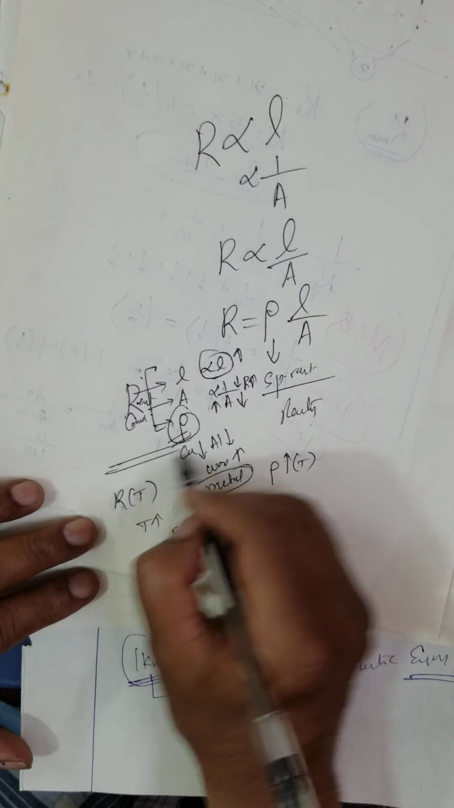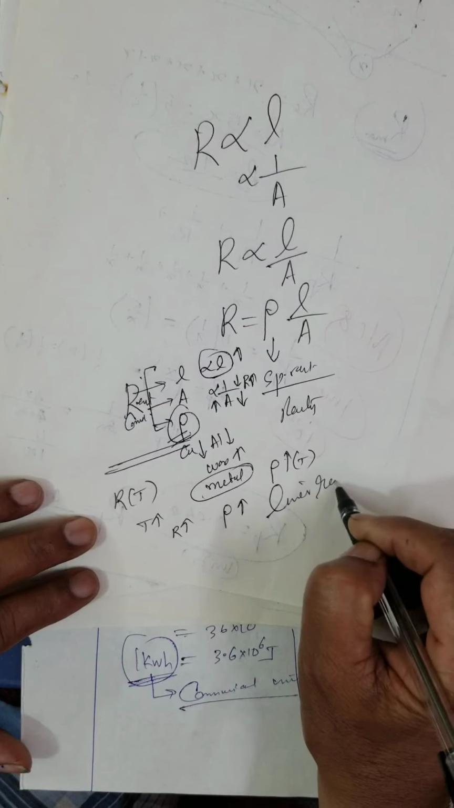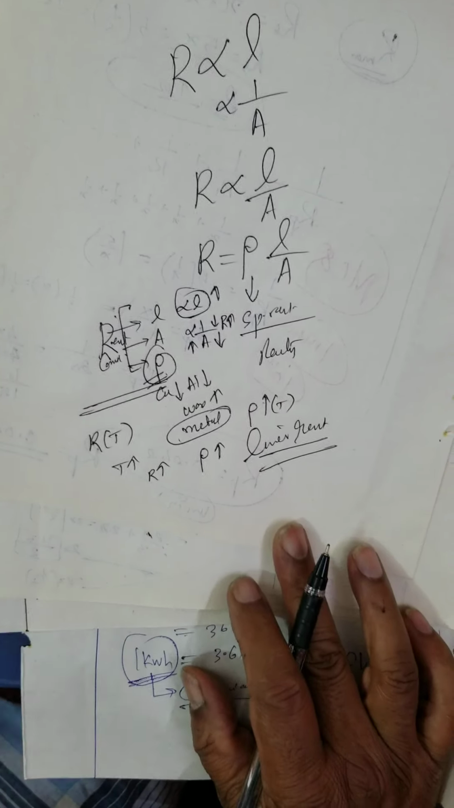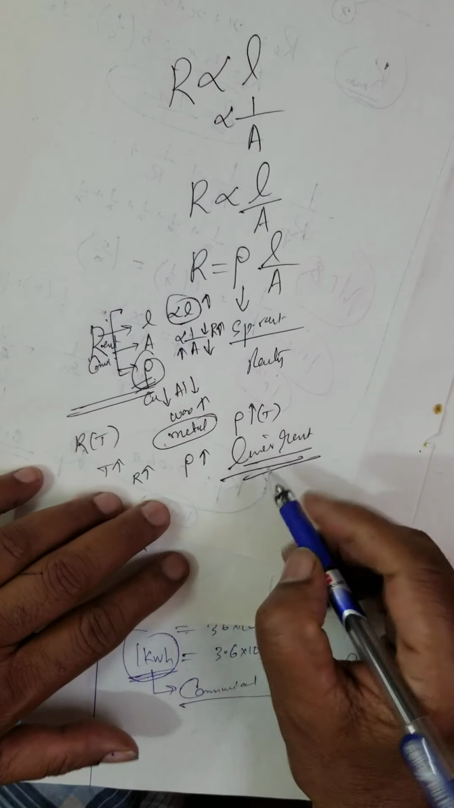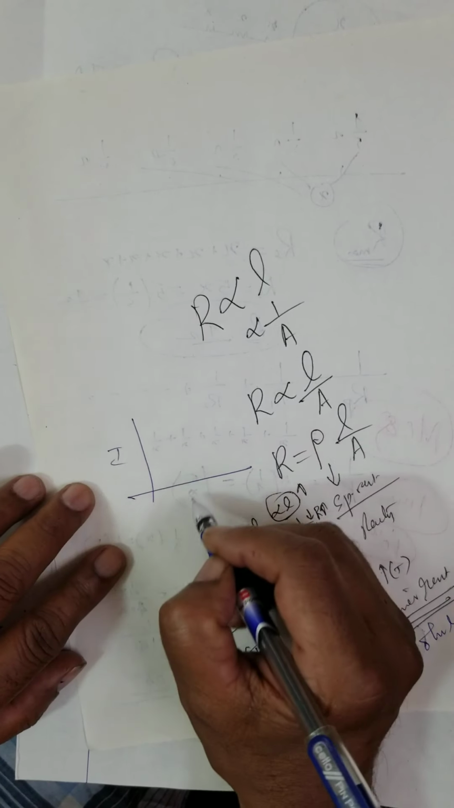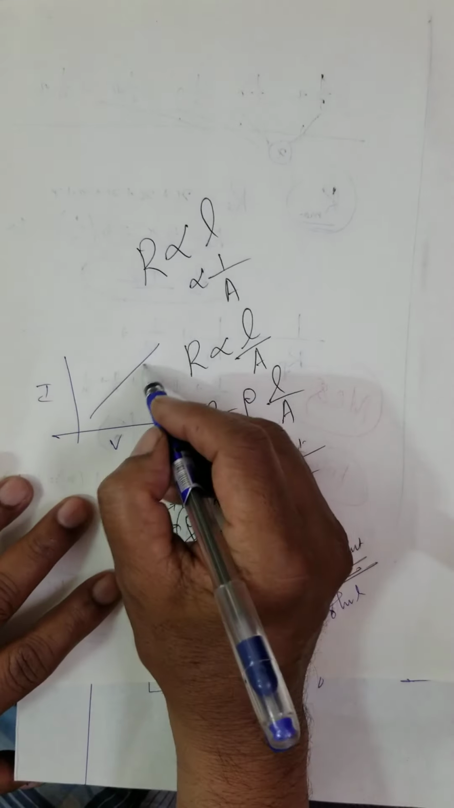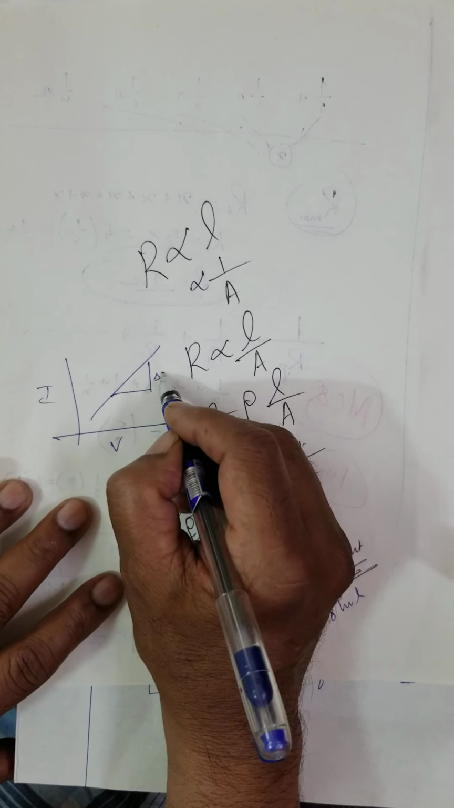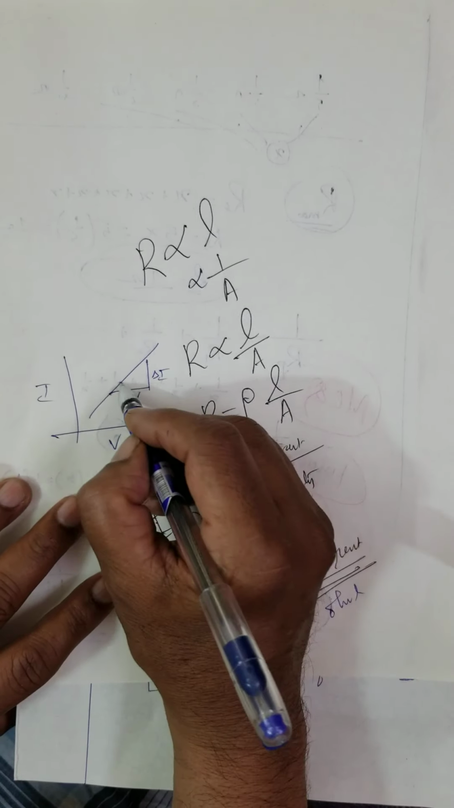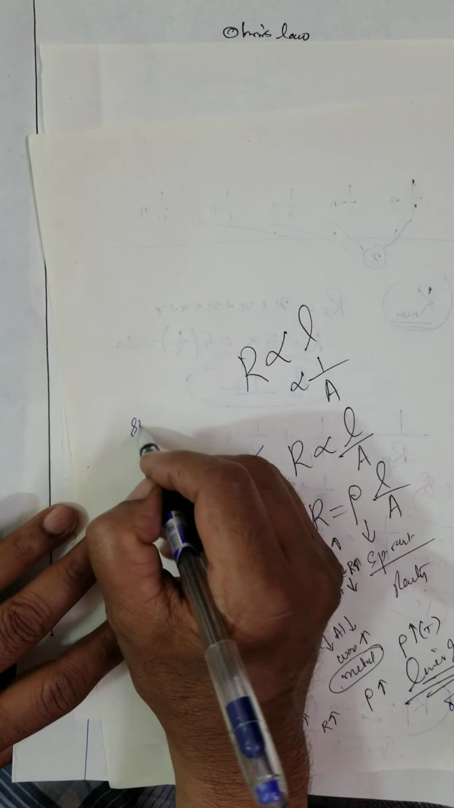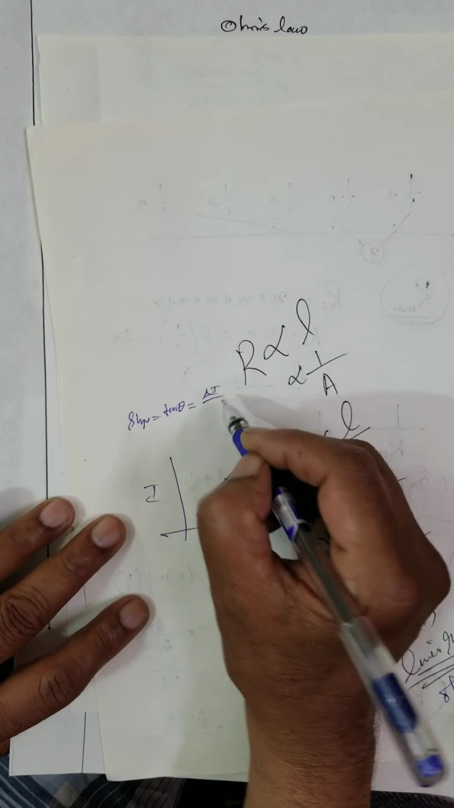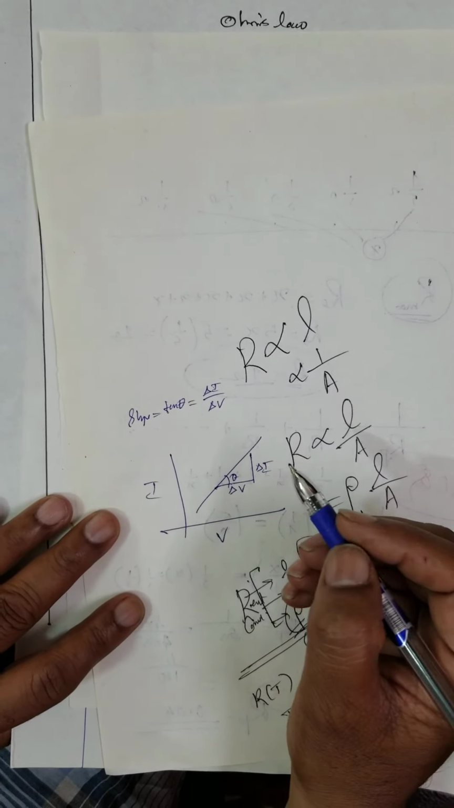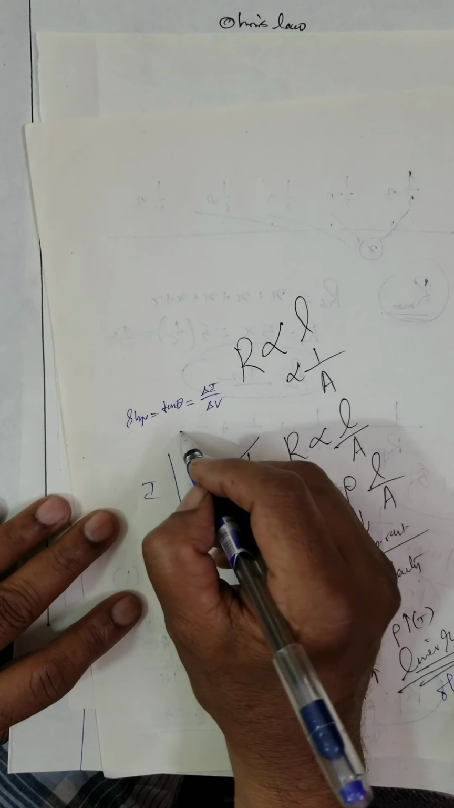And what type of resistor is this called? It is called a linear resistor. What are linear resistors? Linear resistors obey Ohm's law. That means if you plot current versus voltage, you will get a straight line. And what do you mean by the slope? Slope is opposite by adjacent. Slope is equal to tan theta, opposite by adjacent, and V is equal to IR.